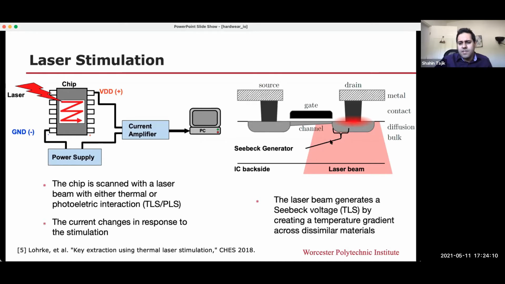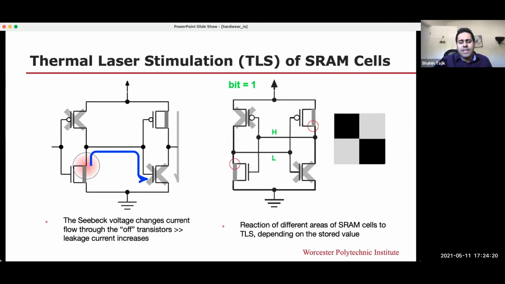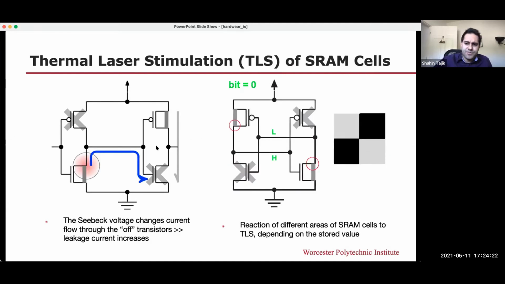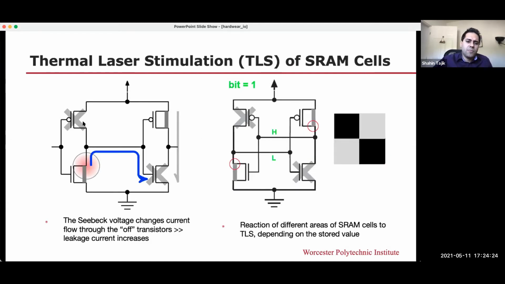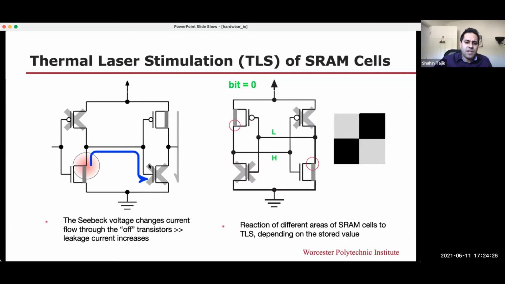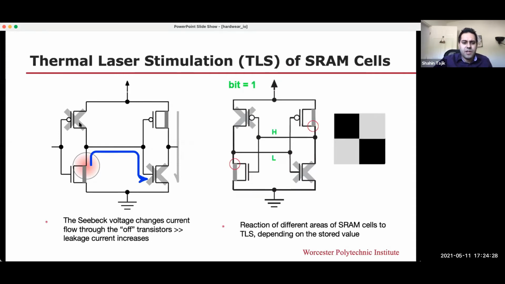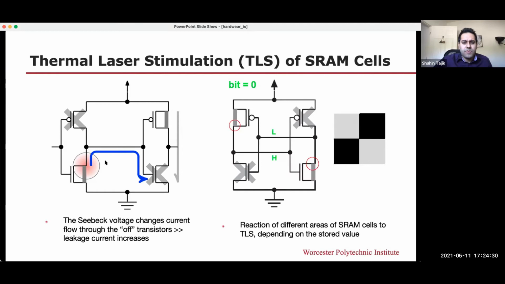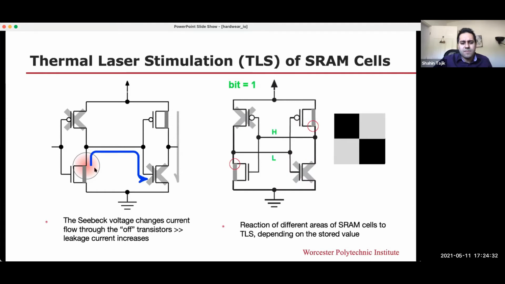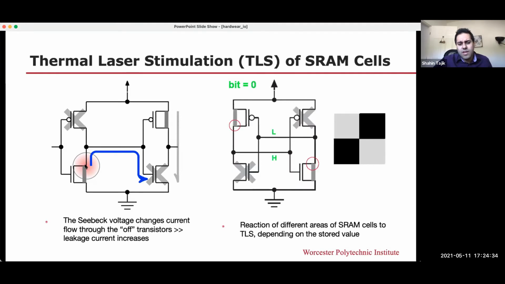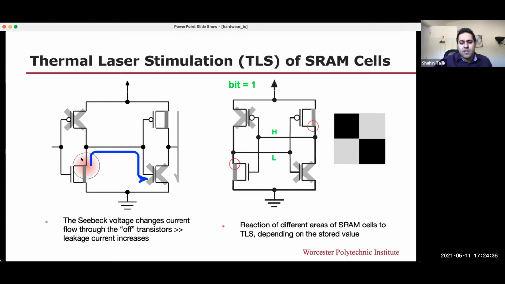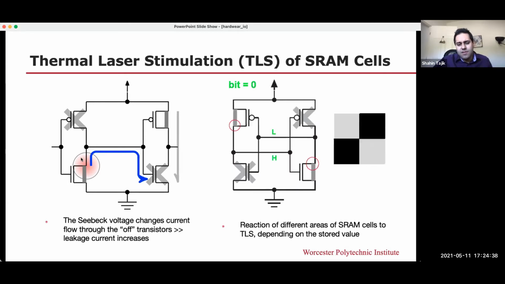And again, from physics, we know that if the laser is passing through a similar material, it creates some voltage source, which is called the Seebeck voltage source. And this actually can help us to read SRAM cells. How? So basically, on an SRAM cell, I'm talking about the left figure, you have 2 transistors off and 2 transistors on. Then your laser hits or is passing through this silicon material between the drain and the channel.